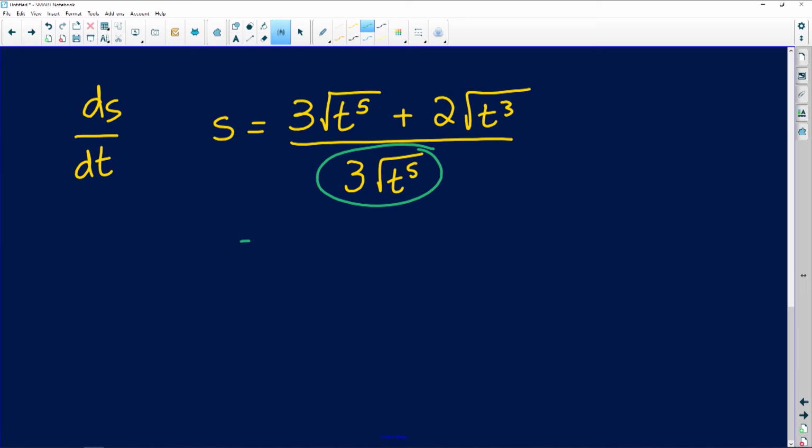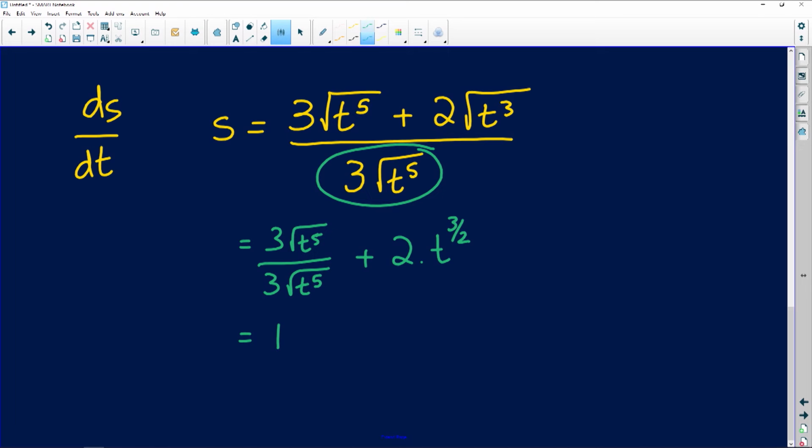So we're going to split the fraction up. 3 times the square root of t to the 5 over 3 times the square root of t to the power 5, and that I'm going to immediately say is 1, plus 2 times, and this is a little bit of work that we have to do. So it's 2 times t to the power 3 over 2.